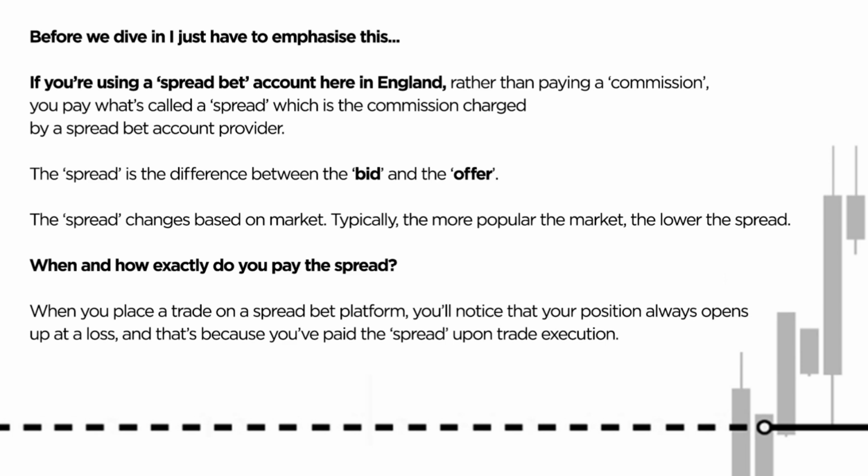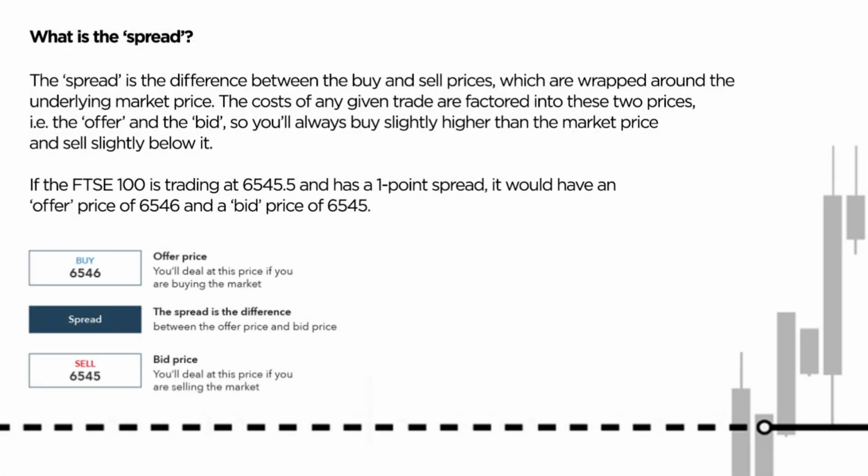as your broker executes for you. So as a really simple example, let's say that the spread on the FTSE 100 is 1 point. Okay, and the current market price is 65.45 spot 5, meaning the offer price would be 65.46 and the bid price would be 65.45. The difference between these is, of course, the spread, which is in the middle.